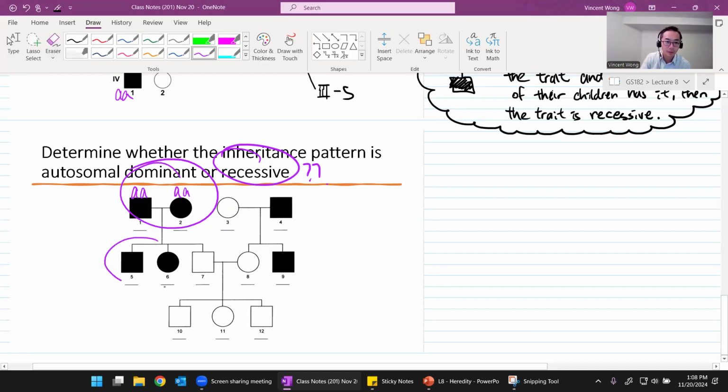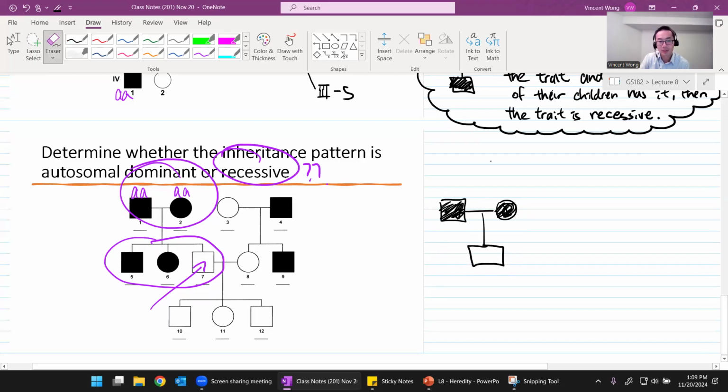But if you look at their kids, this guy does not have the trait, which means this cannot be recessive. Do you understand? Because if it was recessive, then this would be shaded in as well. So the telltale sign here for not recessive is if you have two parents that are shaded in, and then at least one of the kids is not.